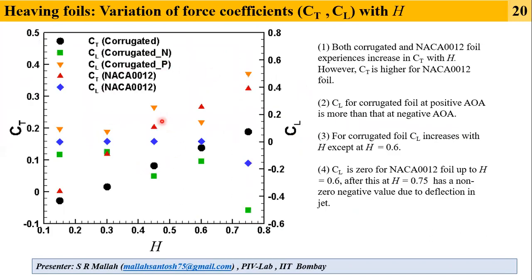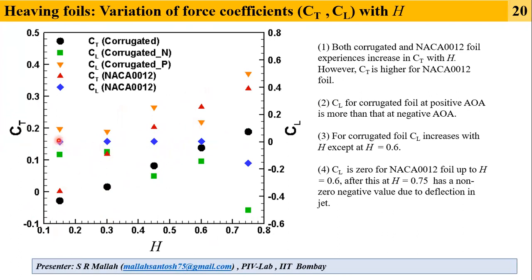If we summarize the performance of both the foils in terms of the force coefficients, this is the thrust coefficient and this is the lift coefficient. Negative thrust means drag. With increase in heaving amplitude, the thrust coefficient increases for the corrugated foil as well as the NACA 0012 foil, whereas the thrust coefficient is higher for the NACA 0012 foil. So here we can say that the corrugated foil is not outperforming the NACA foil in terms of thrust coefficient.